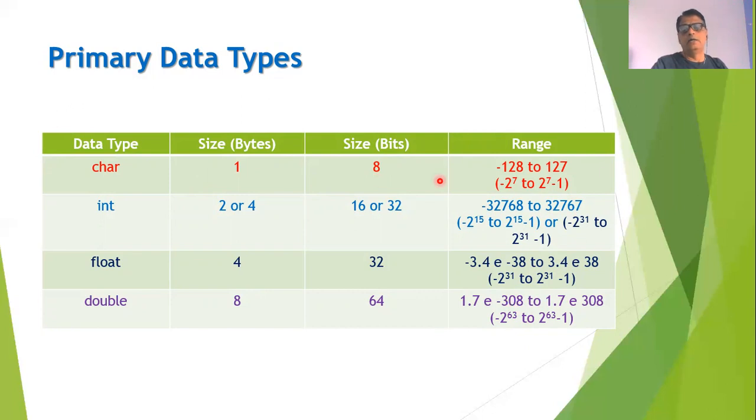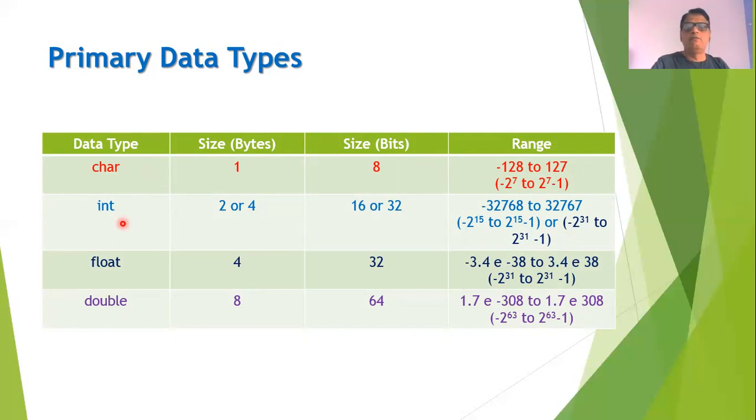And we know that this can be a positive number or it can be a negative number. Therefore, 1 bit is reserved for the sign. And therefore, the range of the numbers is from -2 raised to 7 to 2 raised to 7 minus 1, that is -128 to 127. This is the range of the numbers for the data type character.